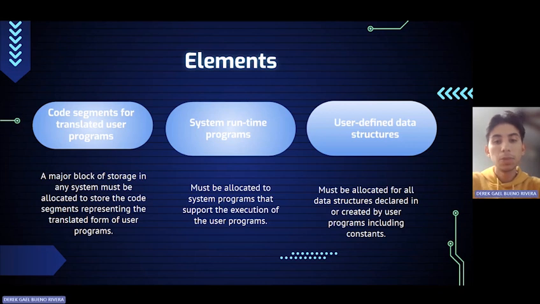Now, the system runtime programs. The block of storage must be allocated to system programs that support the execution of the user programs. And the last one is the user-defined data structures. The same block of storage must be allocated for all data structures declared in or created by user programs, including constants. Okay, including those declared or created within user programs.